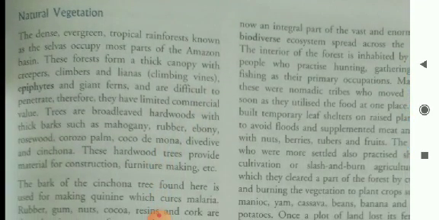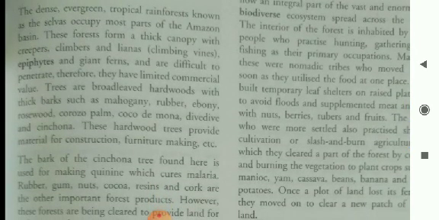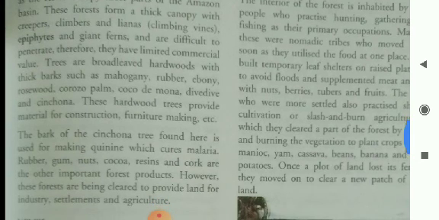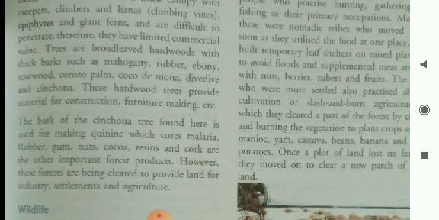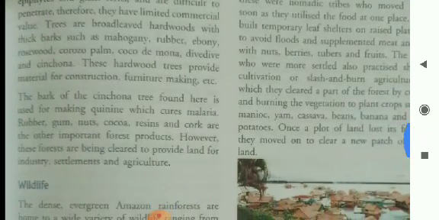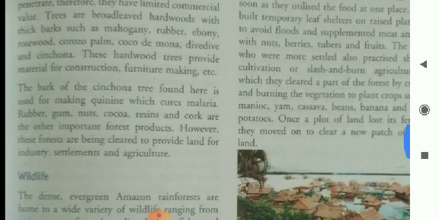Natural vegetation: the dense evergreen tropical rainforest known as the selvas occupy most parts of the Amazon basin. These forests form a thick canopy with creepers, climbers, lianas, epiphytes, and giant ferns, and are difficult to penetrate. Therefore, they have limited commercial value.